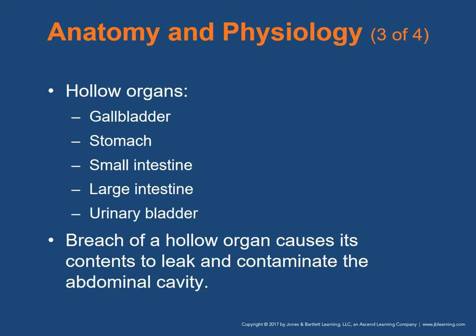The hollow organs of the abdominal cavity would include the gallbladder, which is in the right upper quadrant just behind the liver. We have the stomach in the left upper quadrant. The small intestine is the four corners intestine, really concentrated in a tight bundle towards the middle of the abdomen. And then we have the large intestine, which also is more or less a four corners intestine, I like to say, because it does pass through all of the abdominal quadrants.